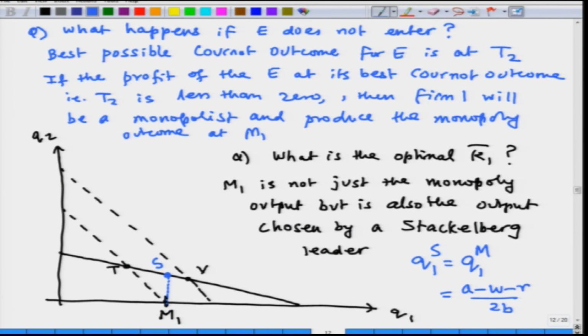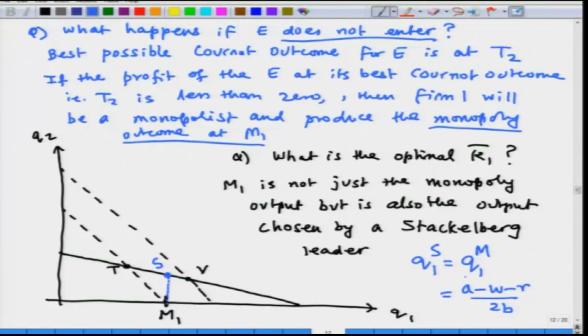Now, if entry does not occur, then the incumbent essentially is a monopolist and chooses the monopoly outcome at M1. If entry did occur, which means the fixed cost is not substantially high, so that the entrant finds it profitable to enter the market, notice that the incumbent can still exploit its first mover advantage and guarantee itself the Stackelberg leader output. So, if the entrant were to still enter, the incumbent can guarantee itself the Stackelberg leader output. The Stackelberg leader output is the monopoly output Q1M.